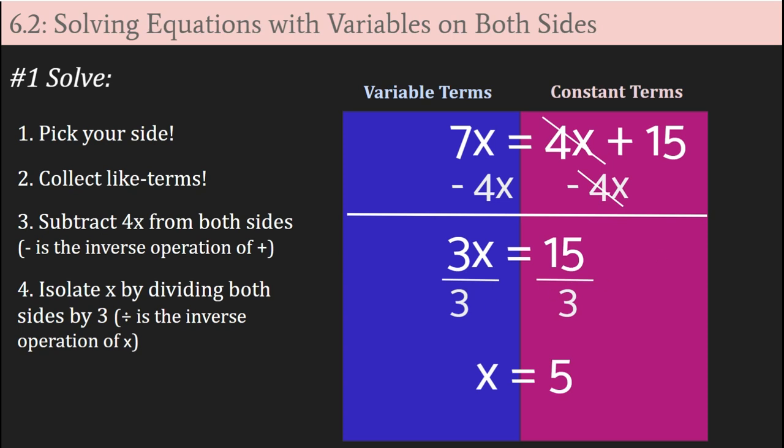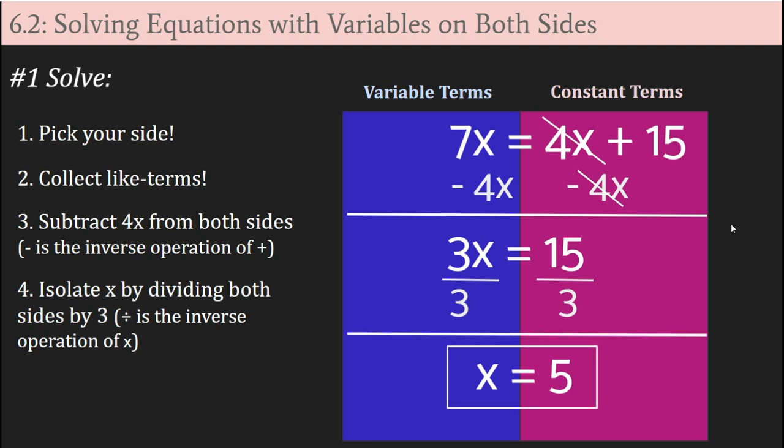So 3x divided by 3, we end up canceling those 3's out, leaving us with just the x, which is what we're looking for because we want to isolate that x on the variable side. And then on the right side, we have 15 divided by 3, which leaves us with 5.